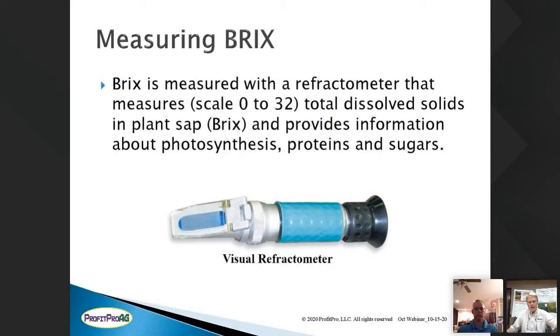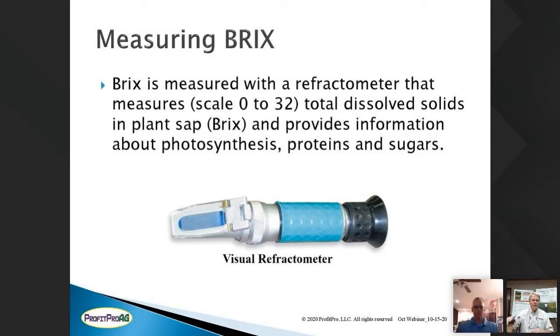This is a refractometer. I have one right here in my hand. And you can also get a digital refractometer. And what you need to do on your crop, and we're going to talk about BRIC here in a minute, but a refractometer gives you a reading from 0 to 32. This is, I guess, the most direct way to measure the health of your crop all the way through the growing season for very little expense. You can control it.